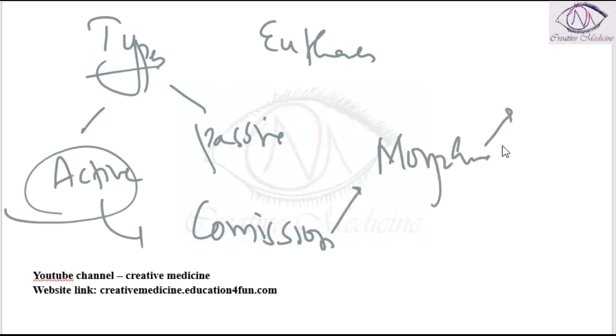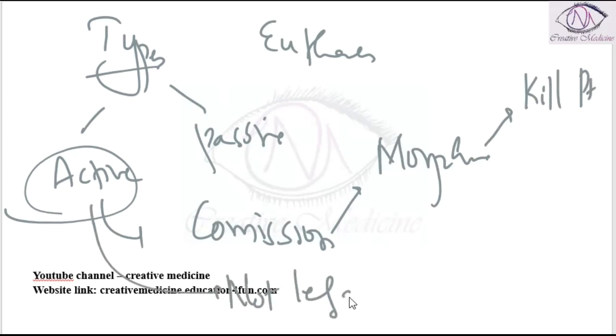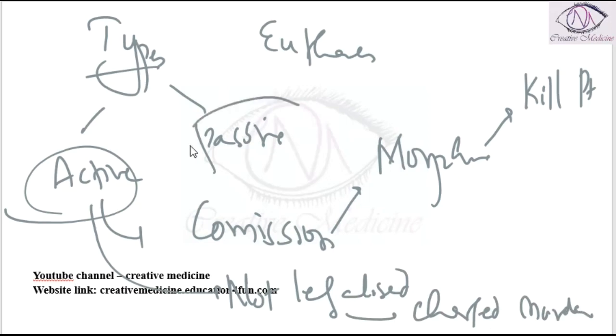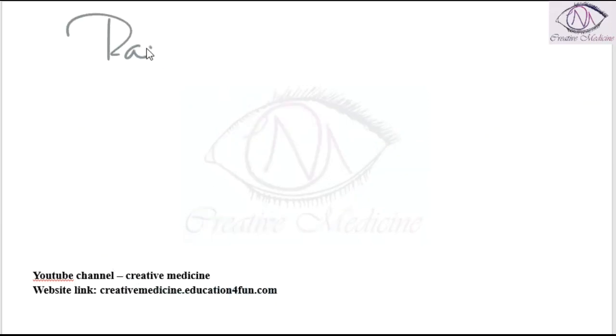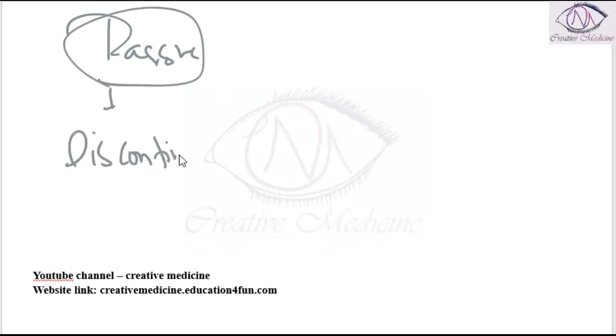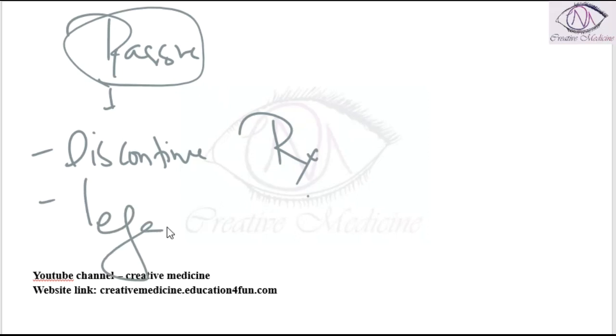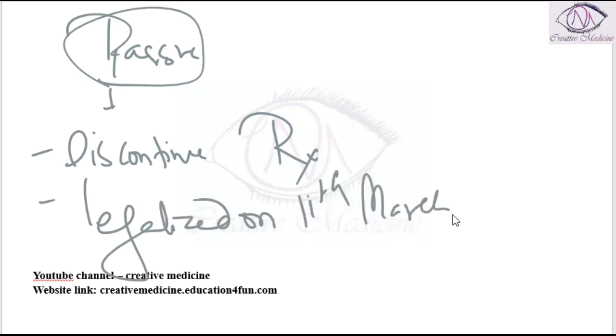In India, active euthanasia is not legalized and the doctor can be charged for murder under 302 IPC for active euthanasia. Passive euthanasia. In passive euthanasia, discontinuing treatment and or not using extraordinary methods of survival is passive euthanasia. In India, passive euthanasia was legalized on 11th March 2011 in the Aruna Shanbaug case.